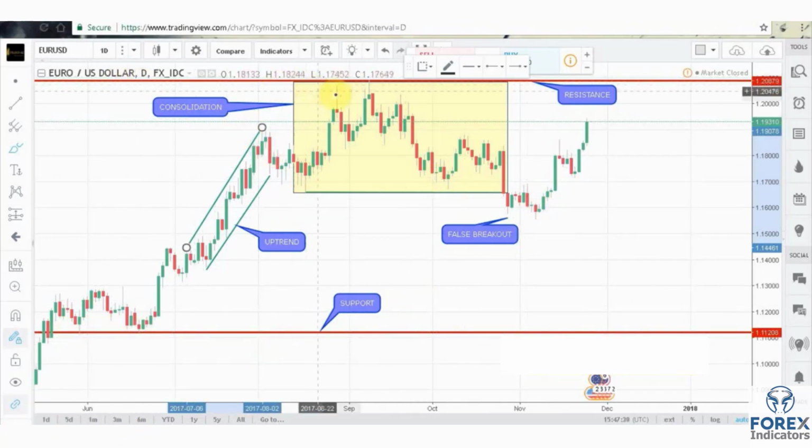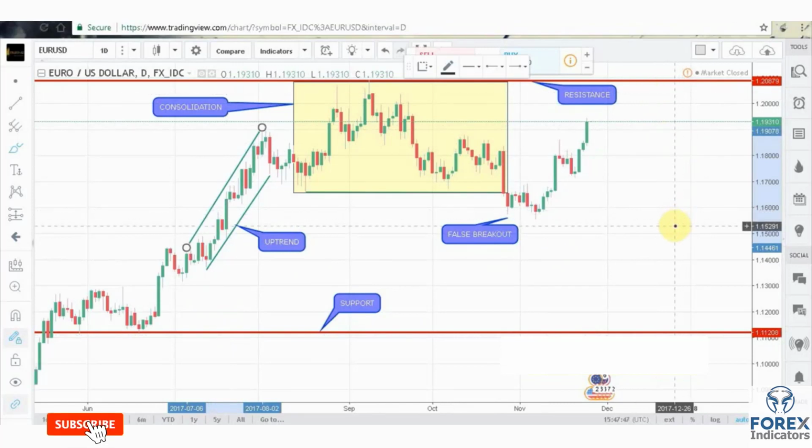And at the top here we have wicks again that test and test once more. So these test the resistance. This makes the top, which is the resistance. Simple as that. So we've identified the support and resistance. Now you should have a support, you should have a resistance.